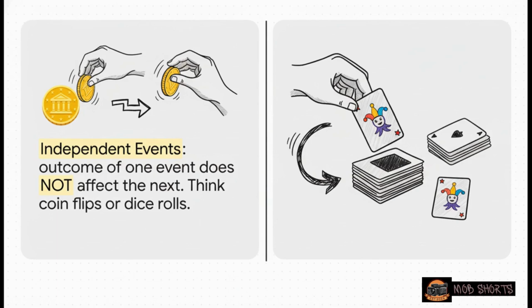Independent events are like flipping a coin. What you got on the last flip has 0 effect on the next one. But dependent events, that's like pulling cards from a deck and not putting them back.